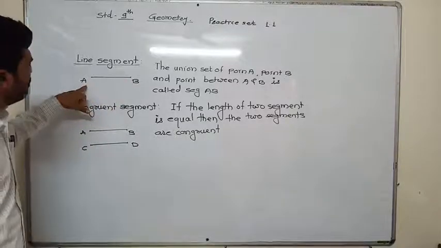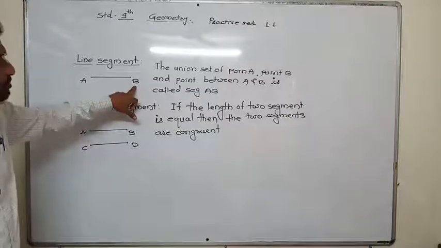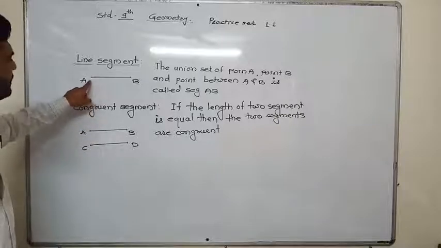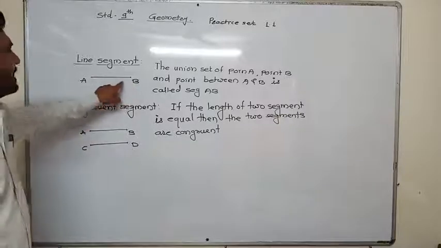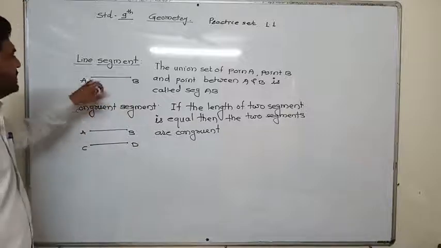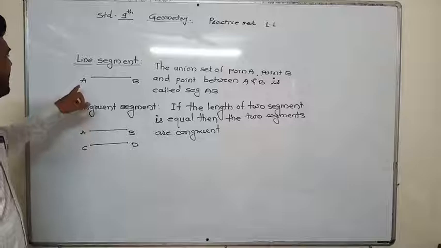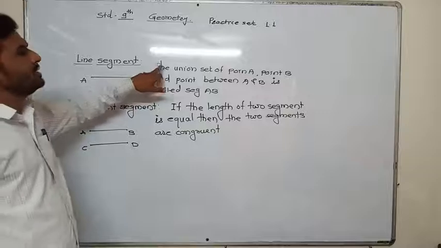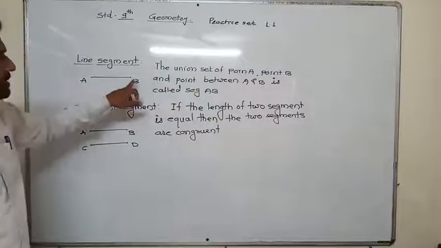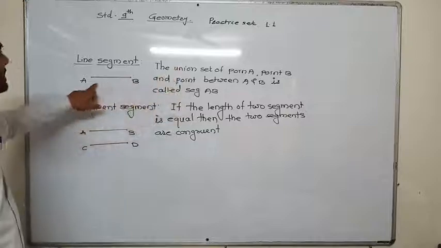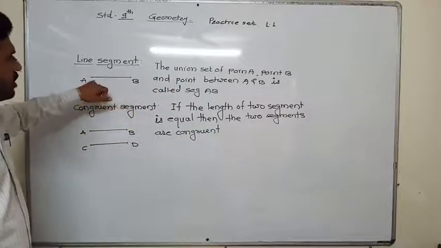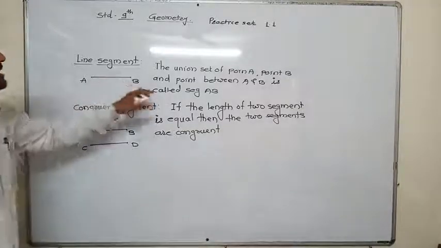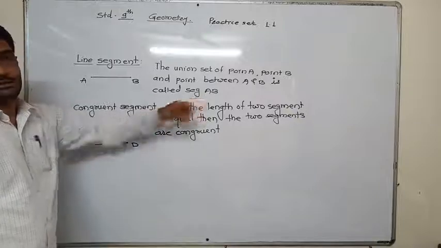See here, we give 2 points, point A and point B. These 2 points are called end points. Between point A and point B there are infinite points, not limited. Point A and point B are the end points. So the union set of point A, point B and the points between A and B is called segment AB.